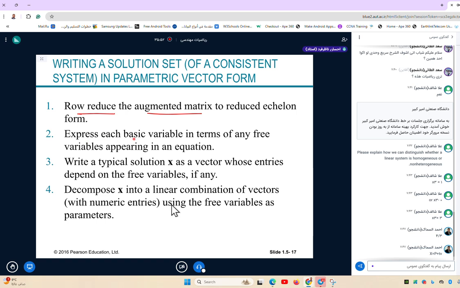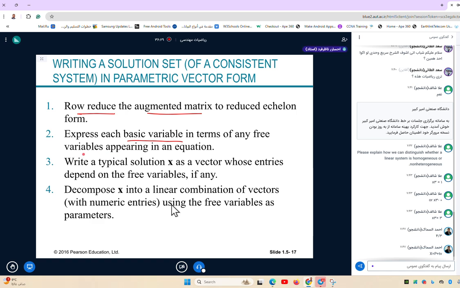And then express each basic variable. Again, basic variable, you need to find basic variables. You remember that the basic variables are those variables which have a pivot column or pivot position. Those are basic variables, and if a column doesn't have a pivot position, it is called a free variable. So express each basic variable in terms of any free variables.